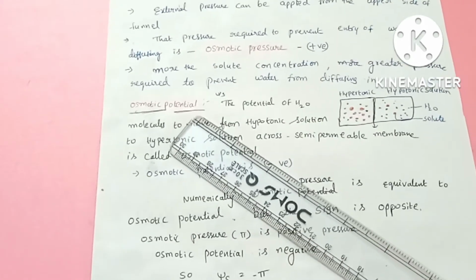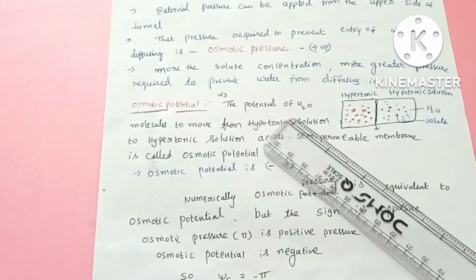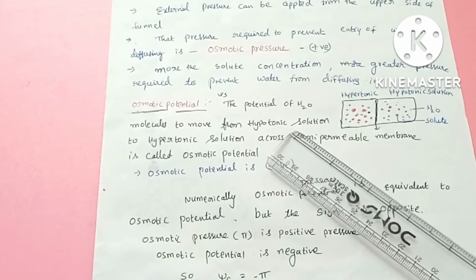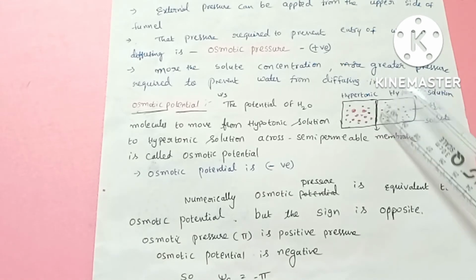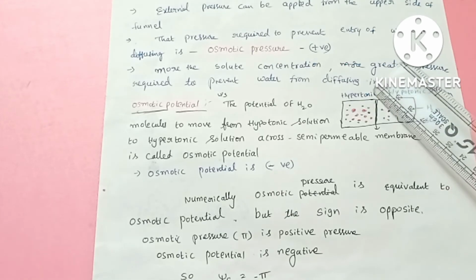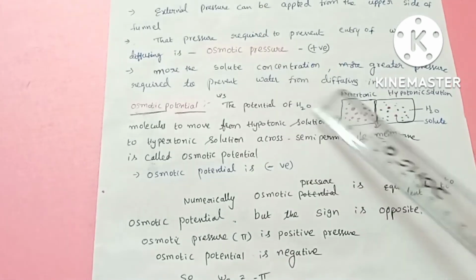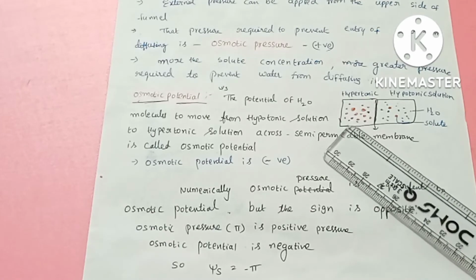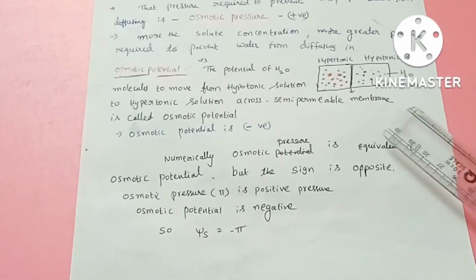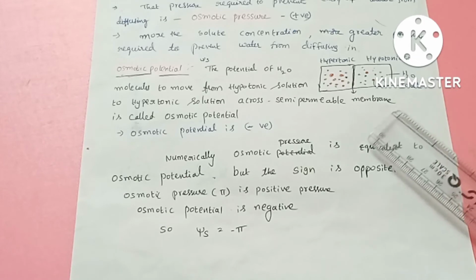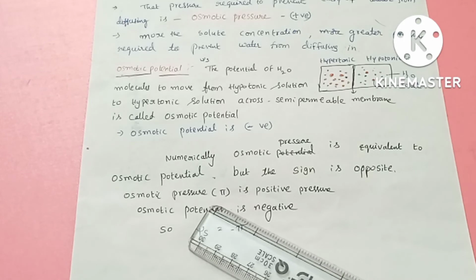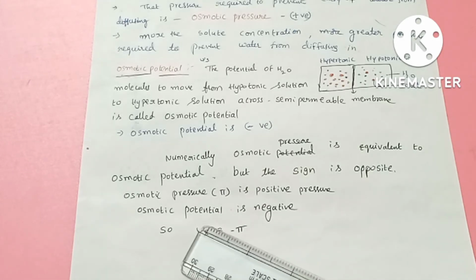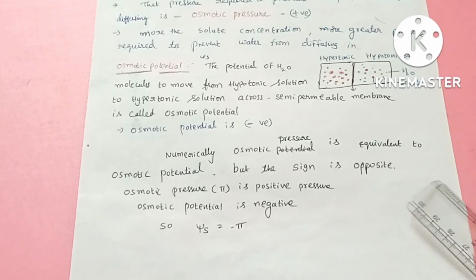And what is osmotic potential? The osmotic potential is nothing but the potential of the water molecules to move from the region of hypotonic solution to the hypertonic solution by crossing a semi-permeable membrane. It is denoted by psi s, and this osmotic potential is always negative. Numerically, osmotic pressure and osmotic potential are equal, but their signs are opposite. So osmotic pressure is positive, osmotic potential is negative. This is the equation: psi s is equal to minus pi.